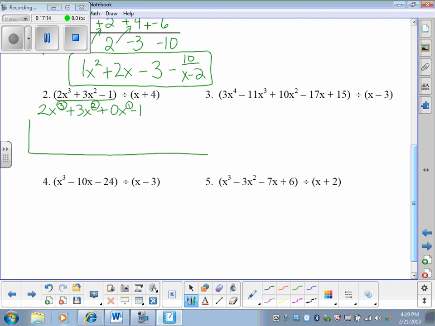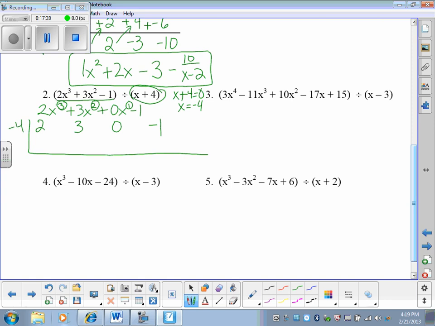All right. So I'm going to go ahead and write these first. So 2, 3, 0, and -1 are my 4 coefficients. And then I'm going to take this x minus 4 and set it equal to 0. Or x plus 4, sorry, and set it equal to 0 and solve. Notice, it's just the opposite of what it is. So it's positive 4, it's going to be a -4 out here.